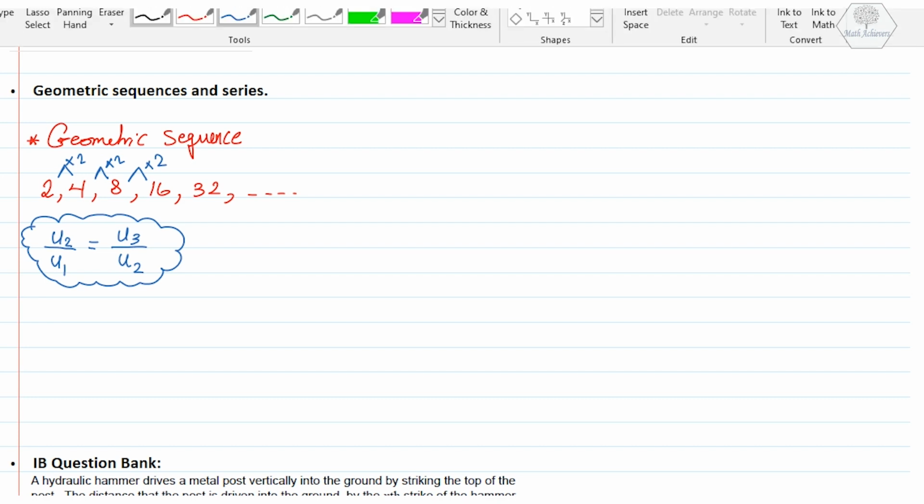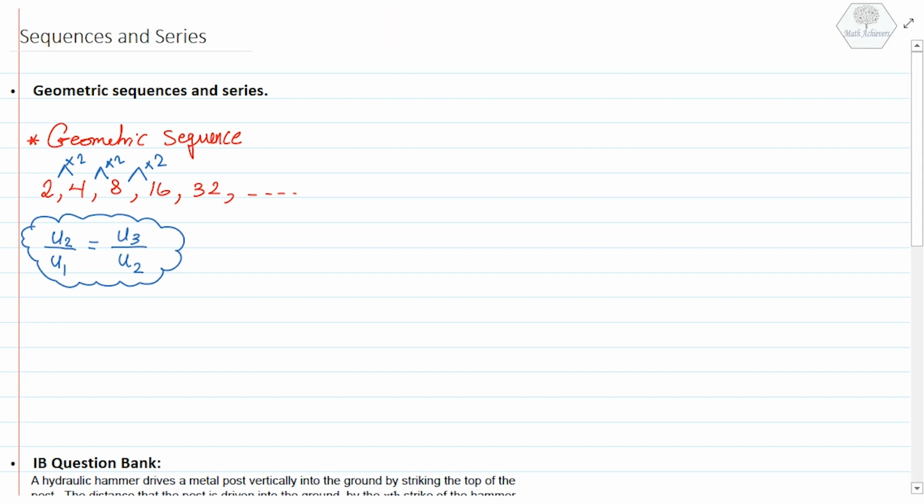About the geometric sequences, we need to know U1, which is the first term. We need to know R, which is the common ratio. In our case, it's 2. And we need to know N, which is the number of terms.